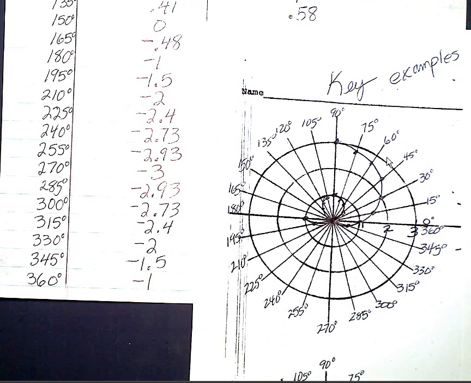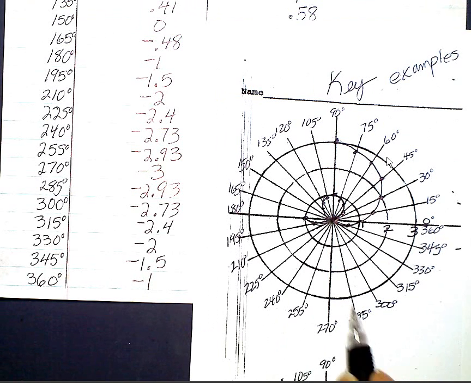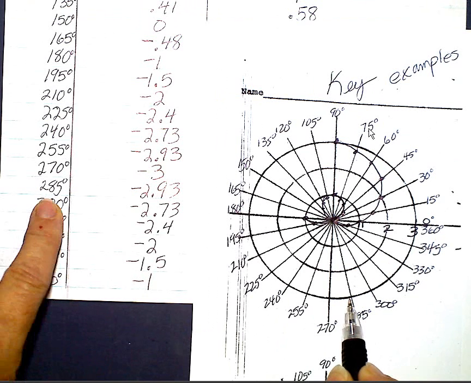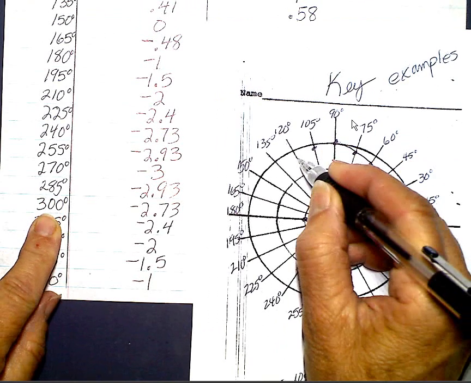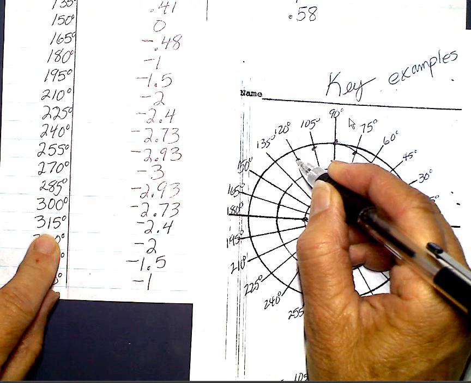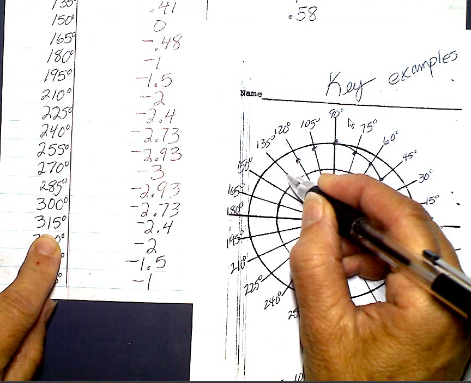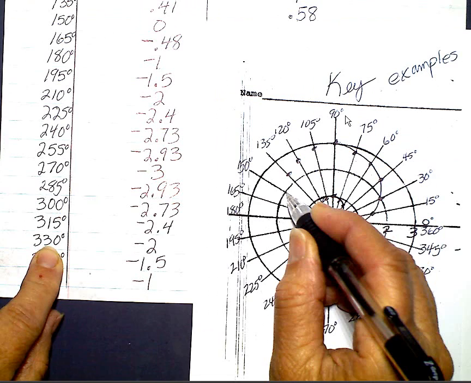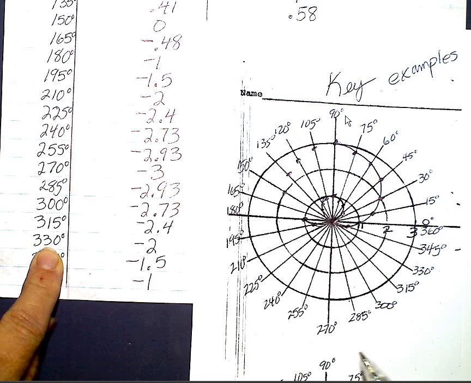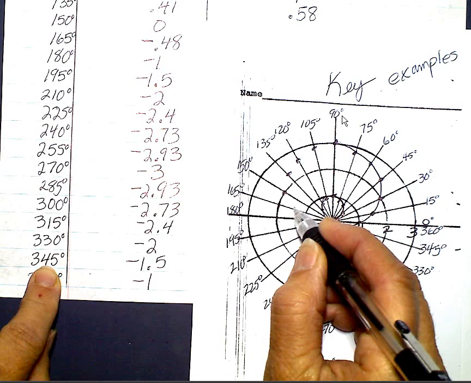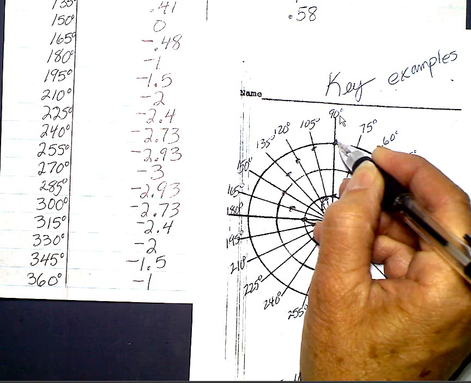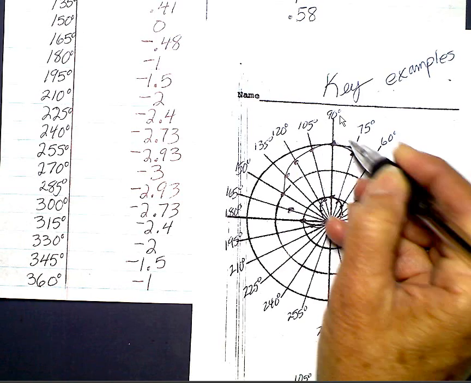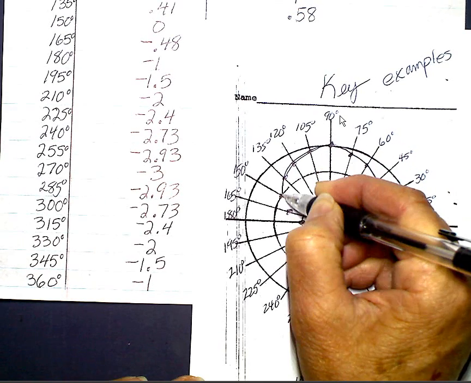Okay, I just finished at 270, so I'm now at 285. And at 285, I'm at negative 2.93. And then negative 2.73, negative 2.4, and negative 2. Then I'm at negative 1.5. And I'm going to be at negative 1. So this is going to loop back around. Should be a nice smooth curve and come right back in where it was.